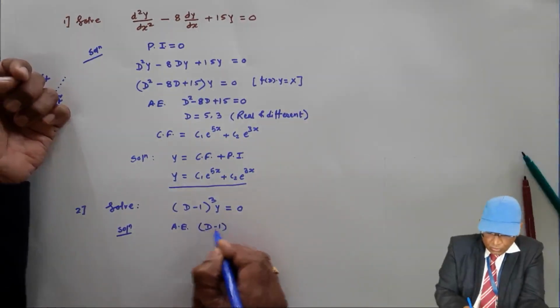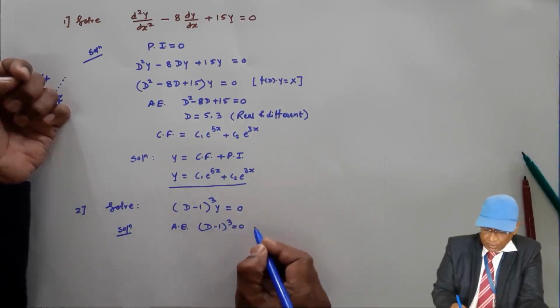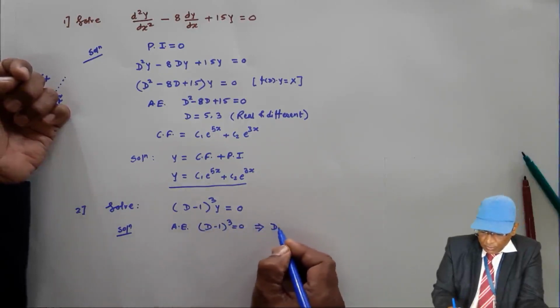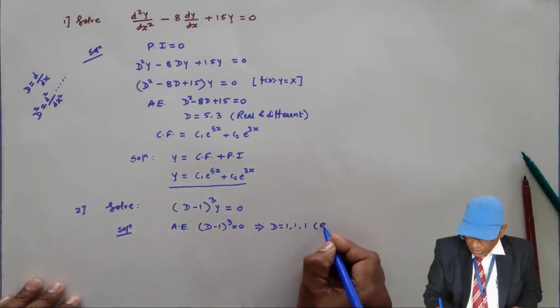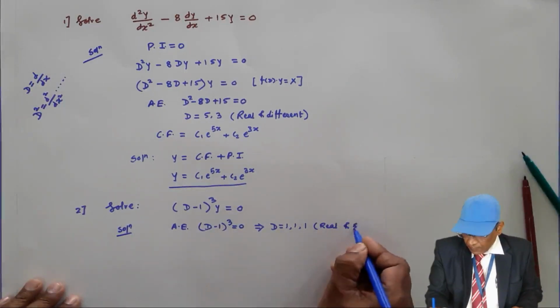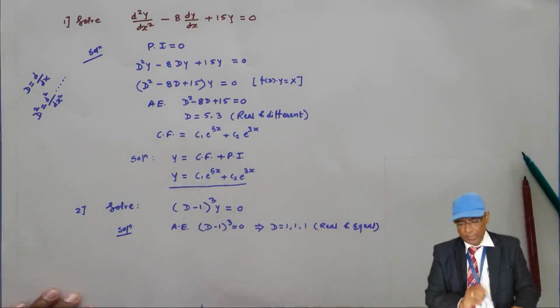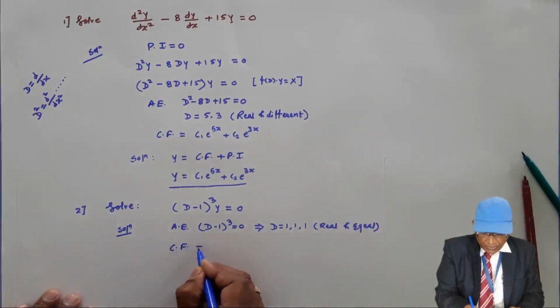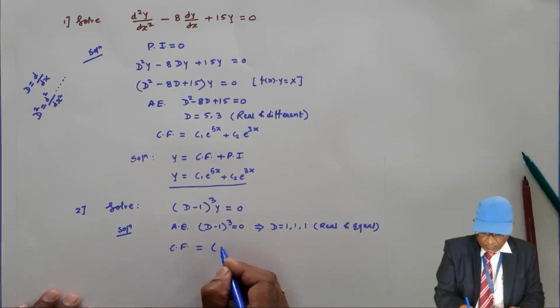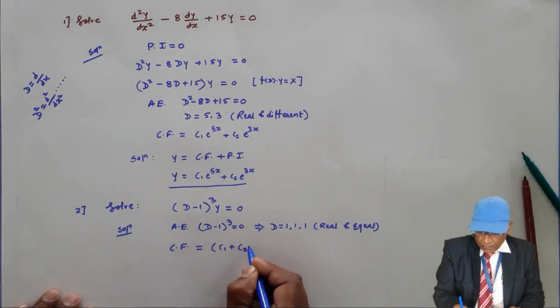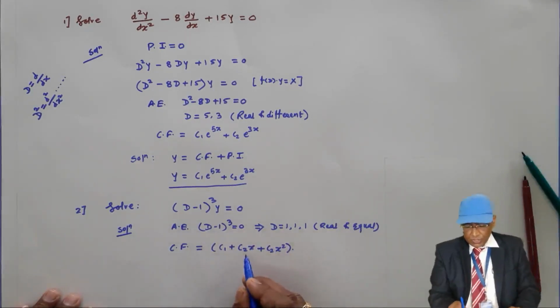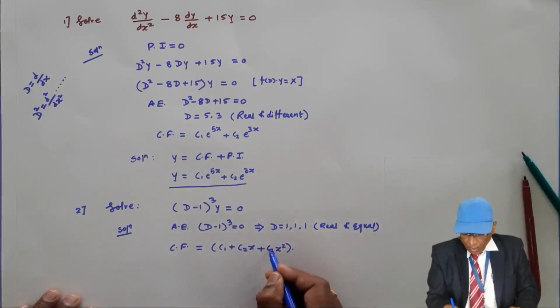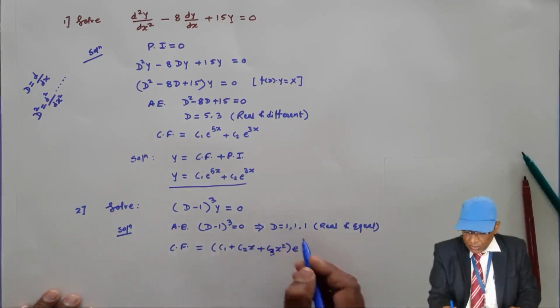Now (D minus 1) whole cube is equal to 0. This implies three values of D: D equal to 1, D equal to 1 and D equal to 1, and these values are real and equal. Therefore, the complementary factor is, since there are three values which are real and equal, the factor for repeated roots we have to write: (c1 plus c2 x plus c3 x square), outside of the bracket e to the power of the root, that is, e to the power 1x.